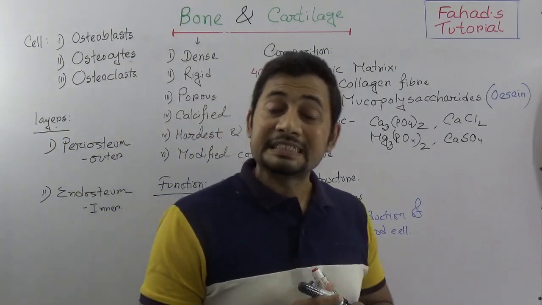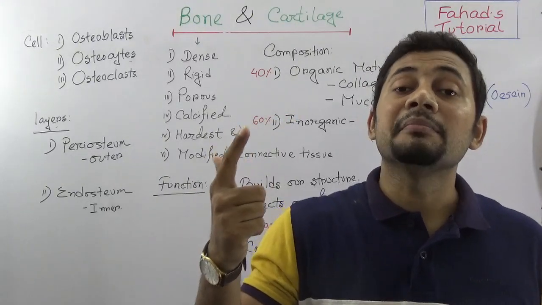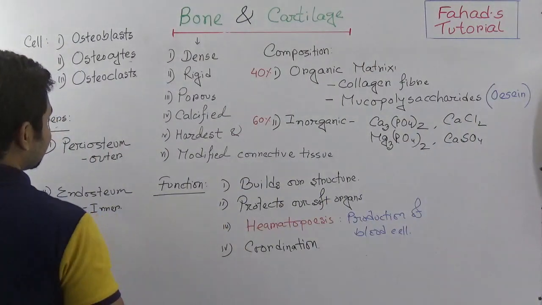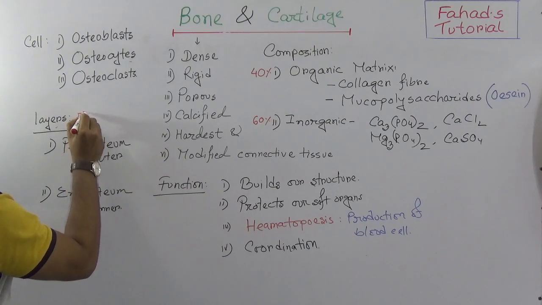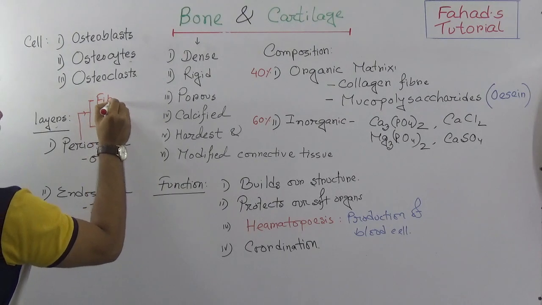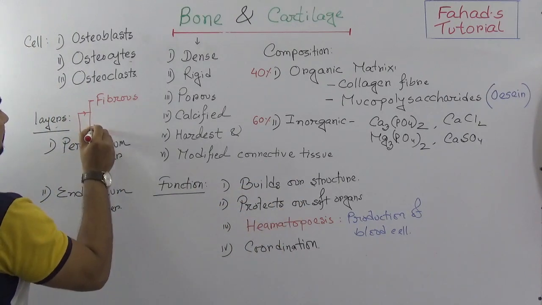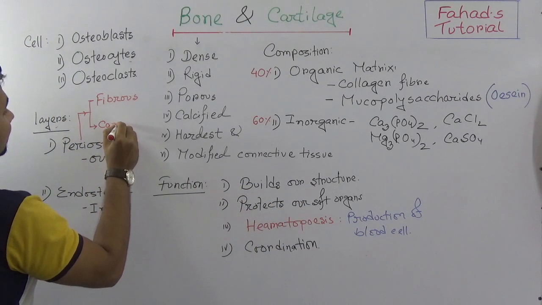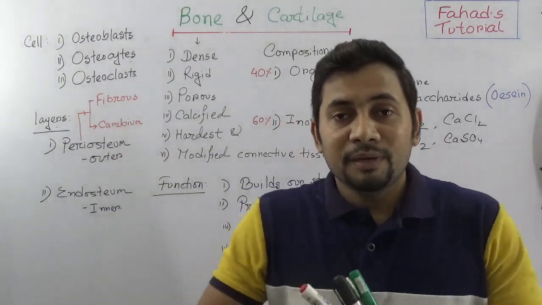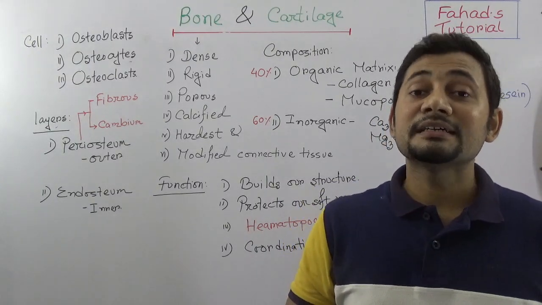The periosteum again has two layers, that is fibrous layer and cambium layer. So in case of periosteum, we should remember it has two more types. That is fibrous layer, which produces fibroblast, and number two, the cambium layer, which produces osteoblast. So I have just shown you very basic and primary information regarding bones.